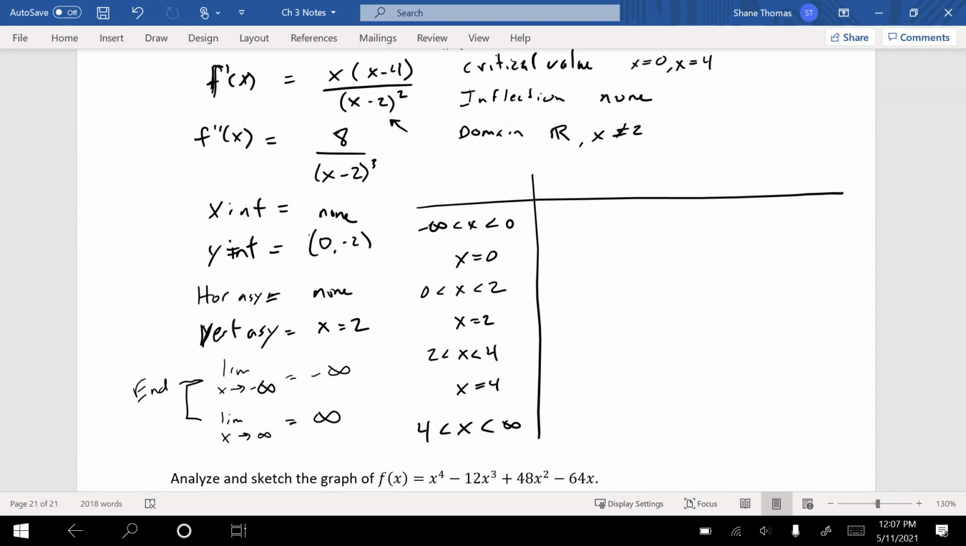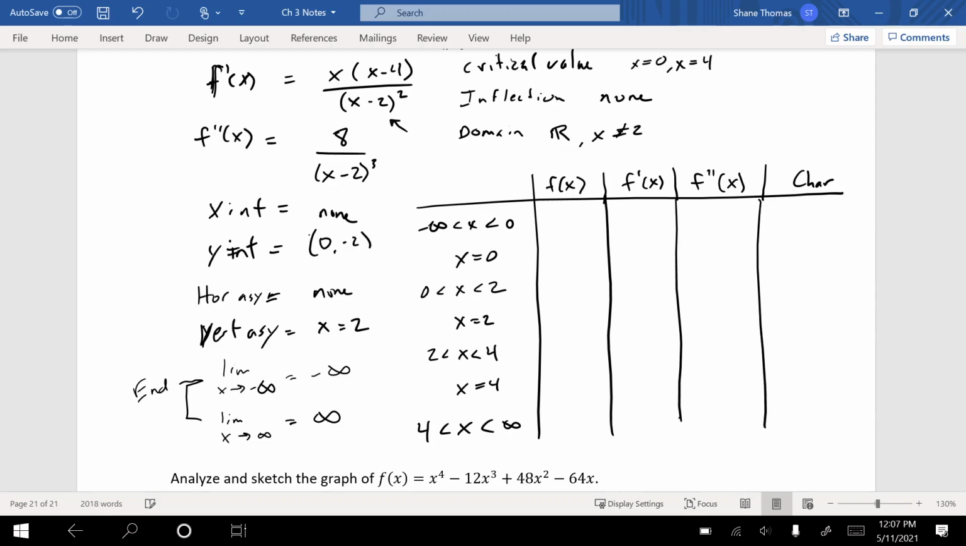Okay. So we need our function value for some of these. We'll need our f prime of x for some. We'll need our f double prime of x. And then our characteristics. So here we go.